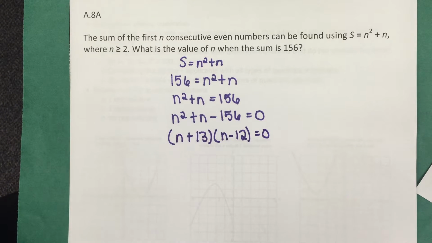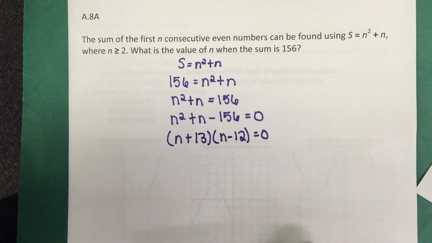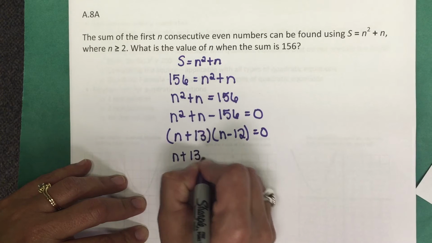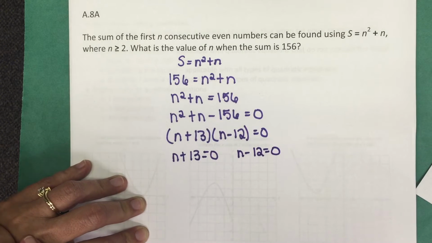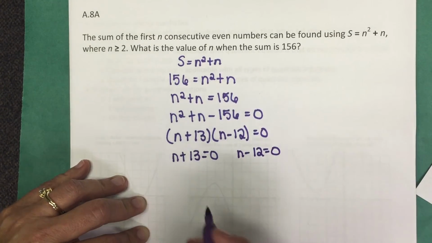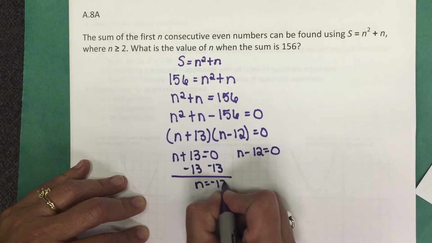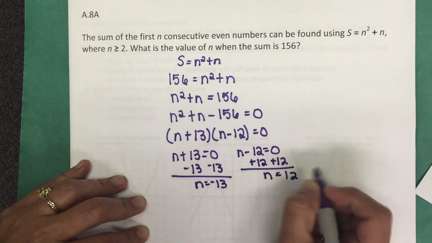Now, because of the zero product property, which states that if the product of two values is 0, then at least one of those factors has to be 0, if not both, we're going to set each of these factors equal to 0. And we're going to solve each equation for n. So subtract 13 from both sides, and we get n equals negative 13. For the second equation, we add 12 to both sides, and we get n equals 12.